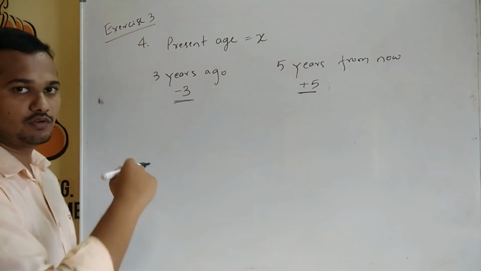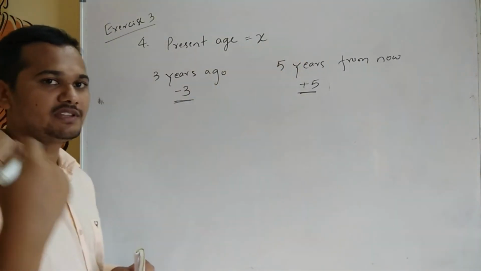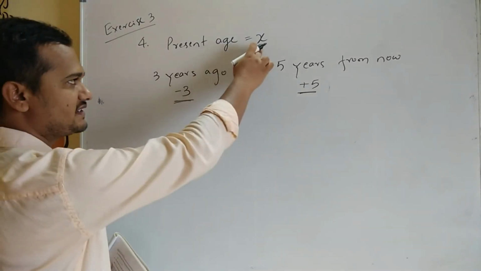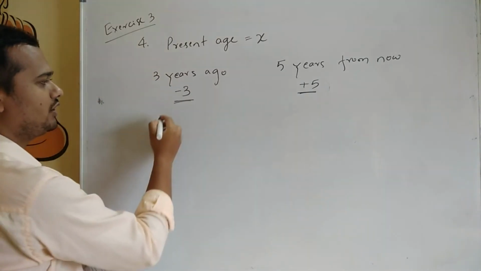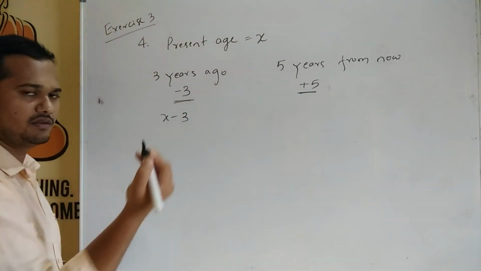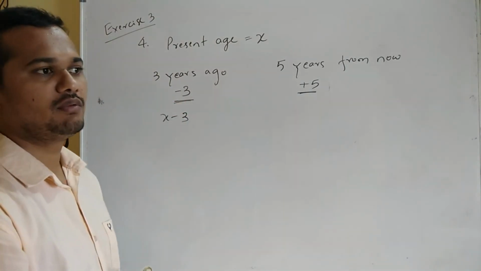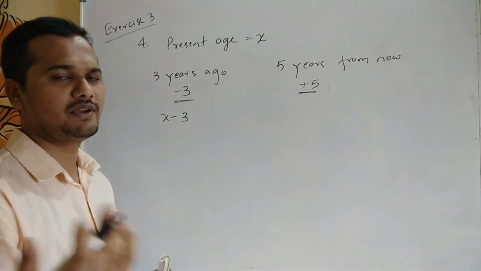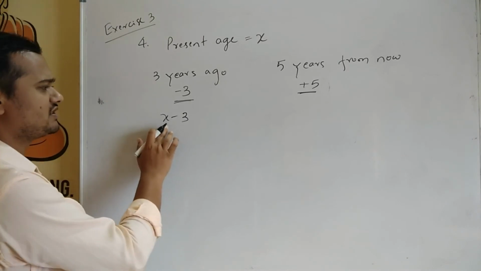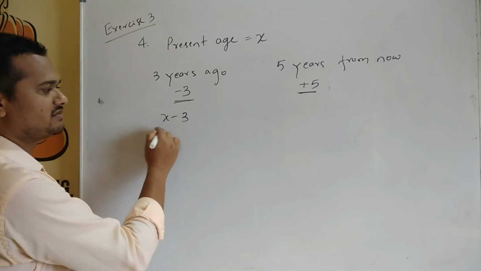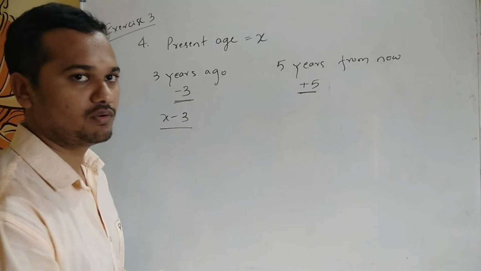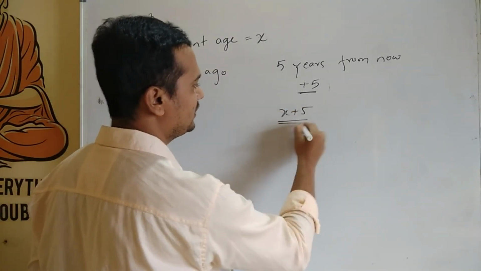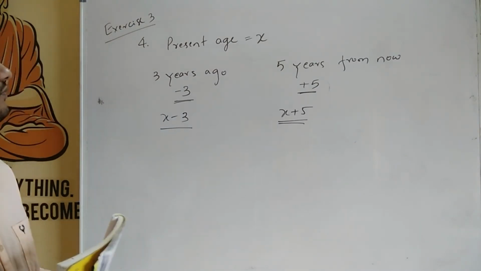3 years ago, what will be his age? 3 years ago means we need to just subtract 3 from it. It is present age x, so 3 years ago he will be x minus 3. If my age is 15 now, what will be my age 3 years ago? 12. That is 15 minus 3. Same here. His present age is x. 3 years ago, x minus 3. 5 years from now, that is plus 5. x plus 5. So this is the given data.